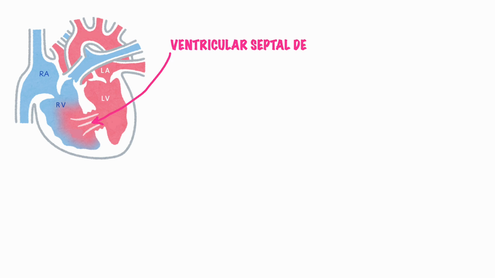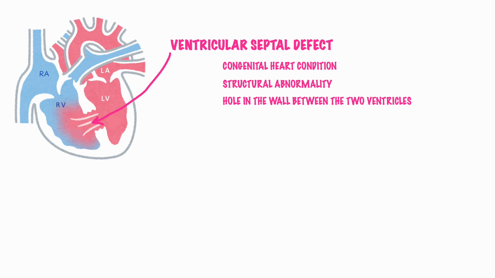A ventricular septal defect is a congenital heart condition that occurs because of a structural abnormality during fetal development that results in a hole in the wall between the two ventricles.